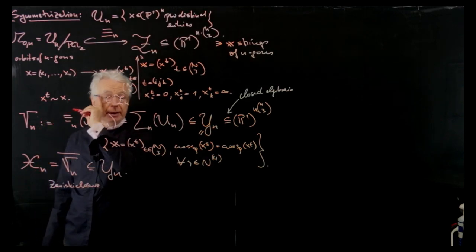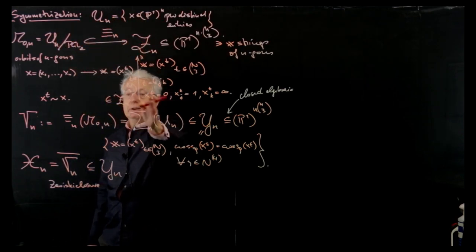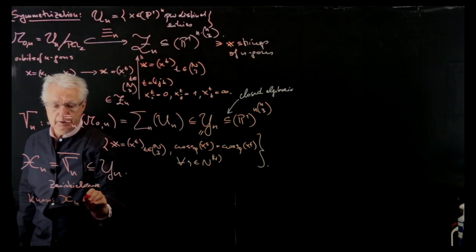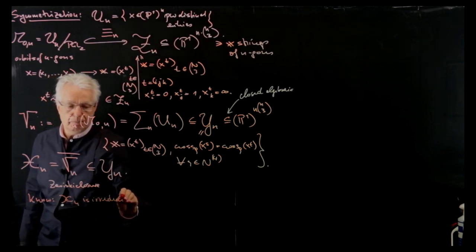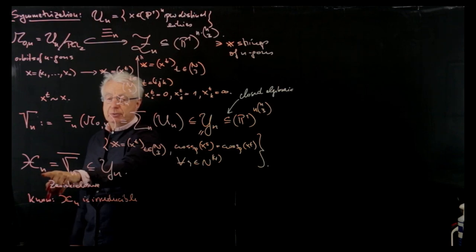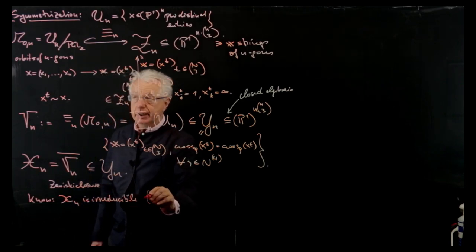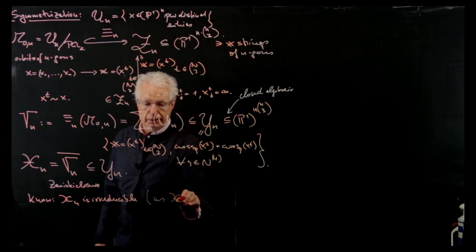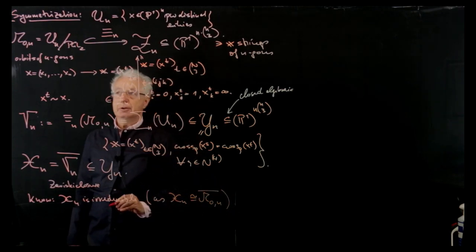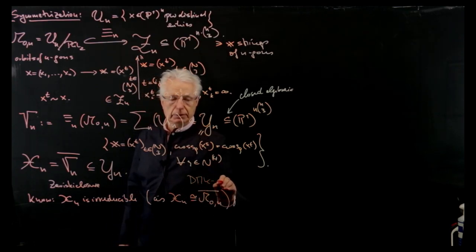Xn will be irreducible because un is irreducible. Okay, the image is again irreducible. Xn is irreducible. And once we prove the equality between xn and yn, we know that yn is irreducible. And later on, we will prove that xn is isomorphic to m0n bar, this is the Deligne-Mumford-Knudsen compactification.